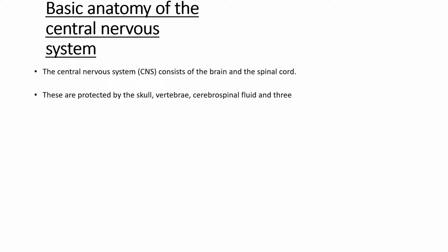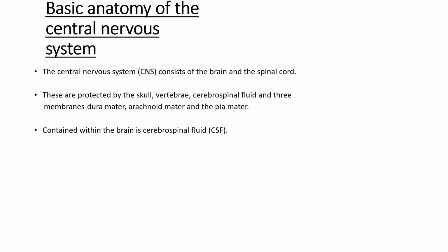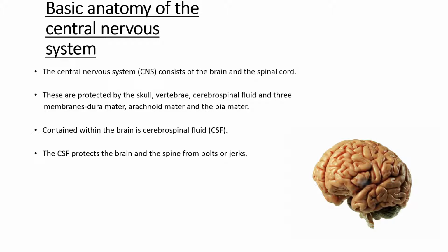So before we start, we need to learn the basic anatomy of the central nervous system. It consists of the brain and the spinal cord, and is protected by the skull, the vertebra, the cerebrospinal fluid, and three membranes: the dura mater, the arachnoid mater, and the pia mater. Contained within the brain is cerebrospinal fluid, or CSF. The CSF protects the brain and the spine from bolts or jerks, such as in an accident.